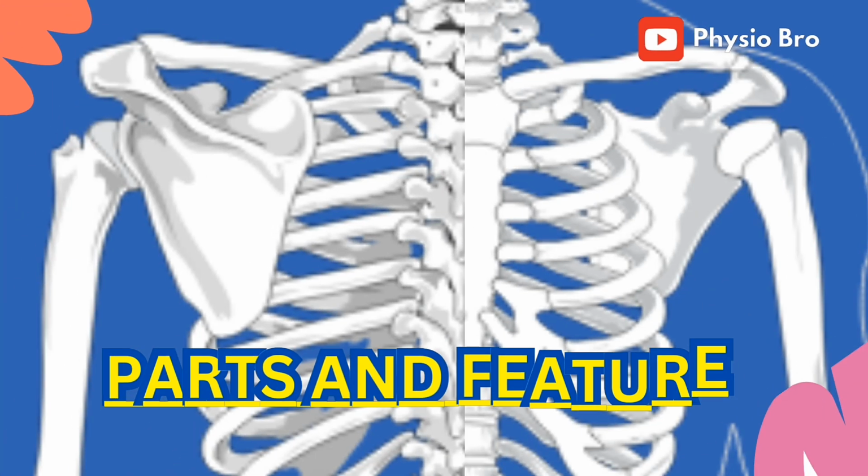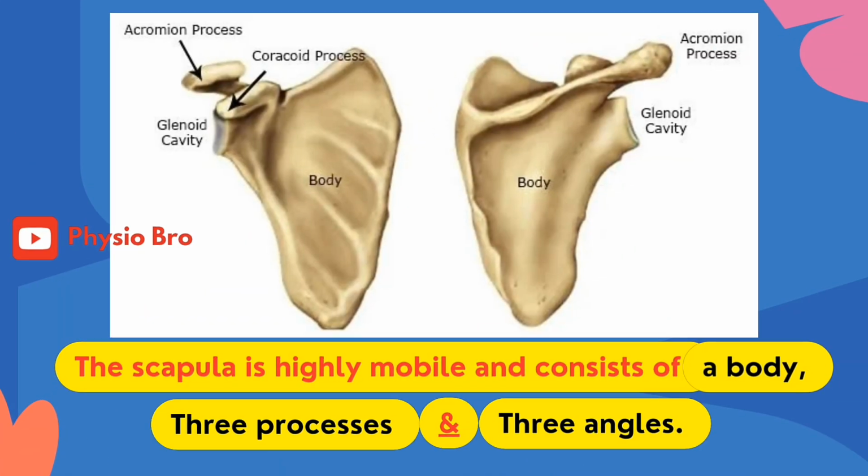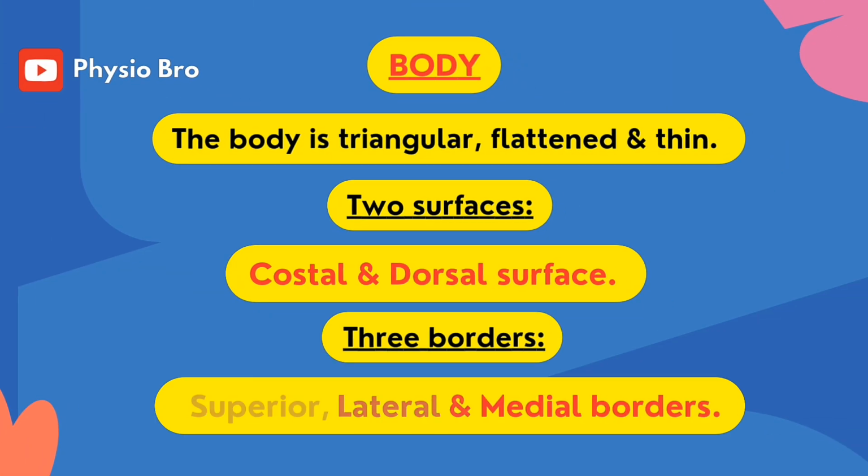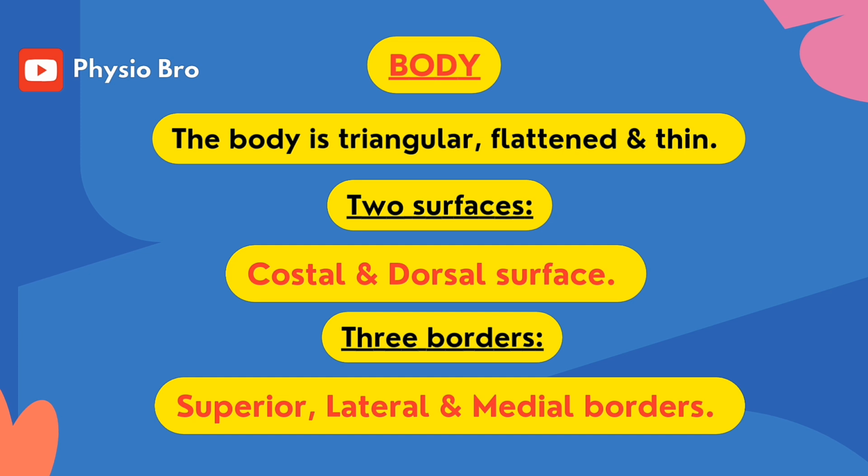Parts and features of the scapula. The scapula is highly mobile and consists of a body, 3 processes and 3 angles. The body of the scapula is triangular, flattened and thin. It has 2 surfaces, costal and dorsal surfaces, and 3 borders, superior, lateral and medial borders.